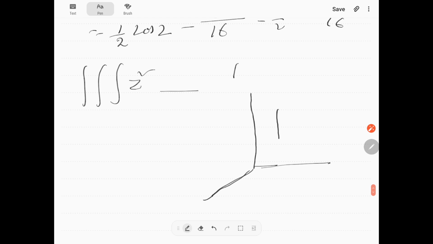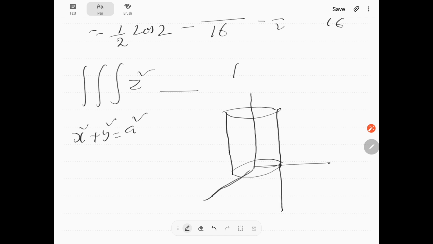Bounded by x square plus y square is equal to a square. So I'll write here the equations. X square plus y square is equal to a square. This is one surface. This surface is the cylindrical surface which extends from minus to plus infinity along the z axis. For any z, x square plus y square is always a square. This is the cylinder.